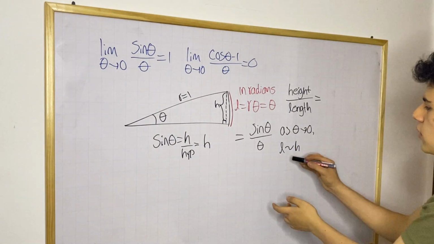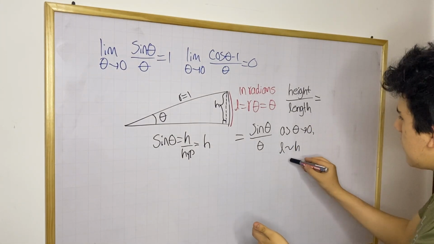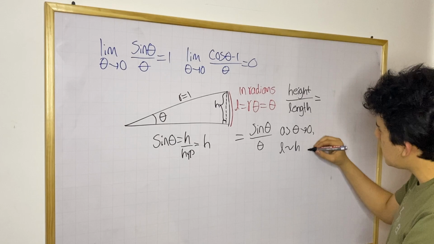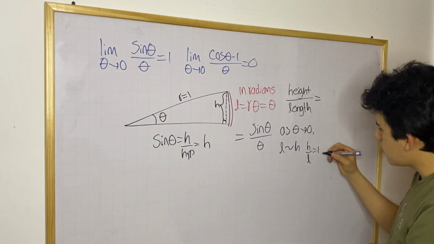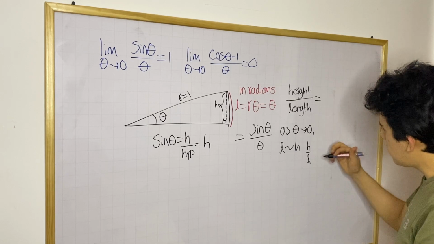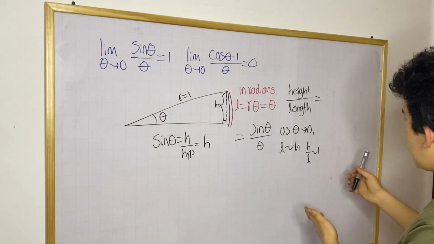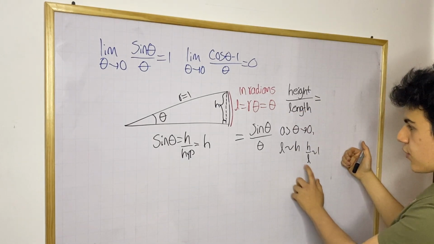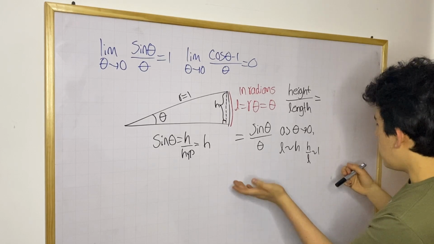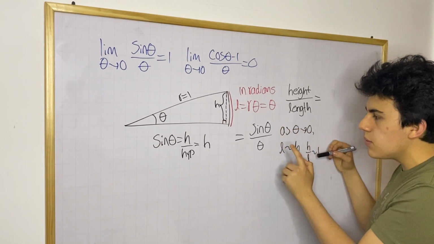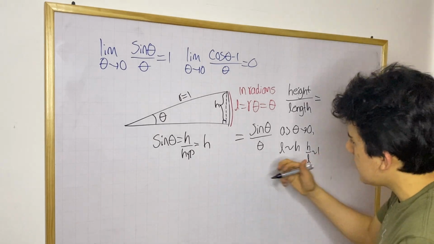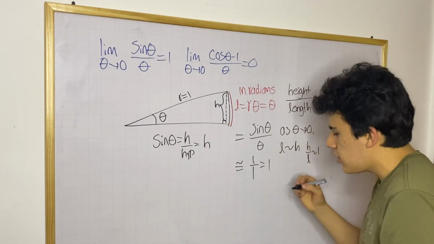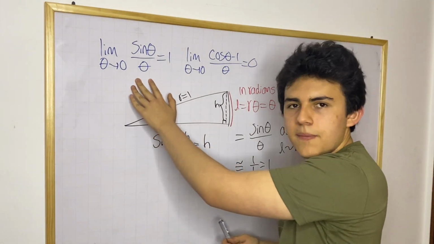Now, why is this important? Well, if L is very close to H, that means that the ratio between H and L would be equal to 1, or approximately 1, okay? And we know that the height is sine theta, as we defined in here, and the length is theta. So if sine theta is almost the same as theta, then this is almost the same as having 1 over 1, and it's simply going to be 1. And that is why this limit is equal to 1.